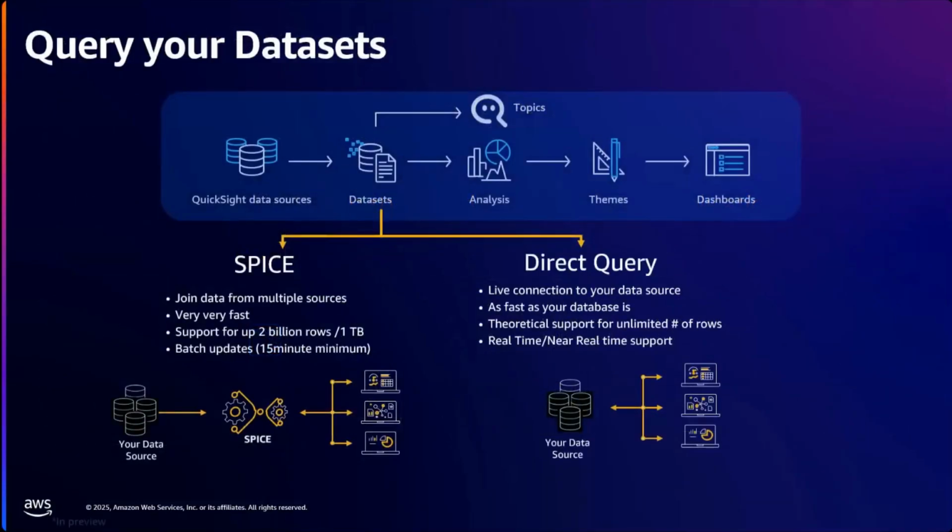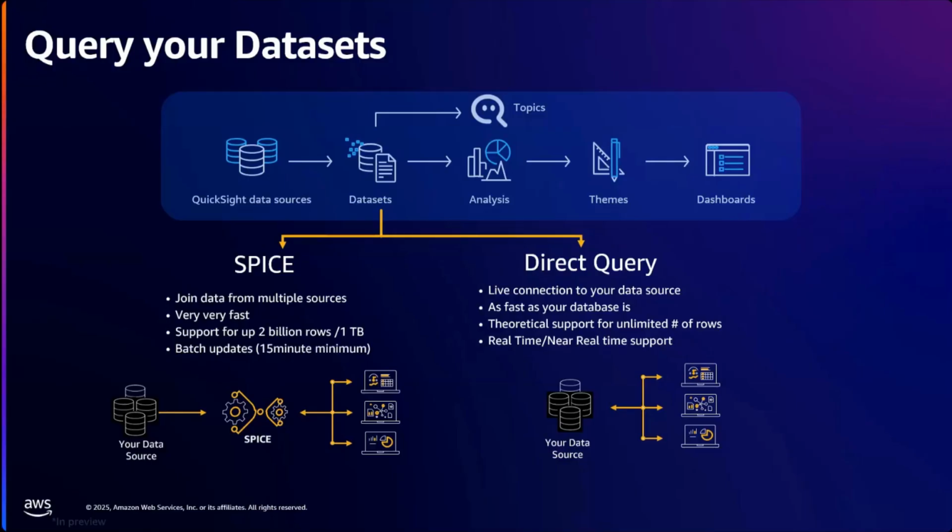Once you connect to a data source and create a data source, then you can create a data set. For data sets, we offer two query modes. One is the direct query mode, which is the live connection to your data source, for use cases like real-time, or data sources that are not supported by our capacity for SPICE. SPICE is our in-memory, super fast calculation engine, and it can support up to 2 billion rows and 1 terabyte of data. It is very, very fast since we have our own proprietary engine that we built.